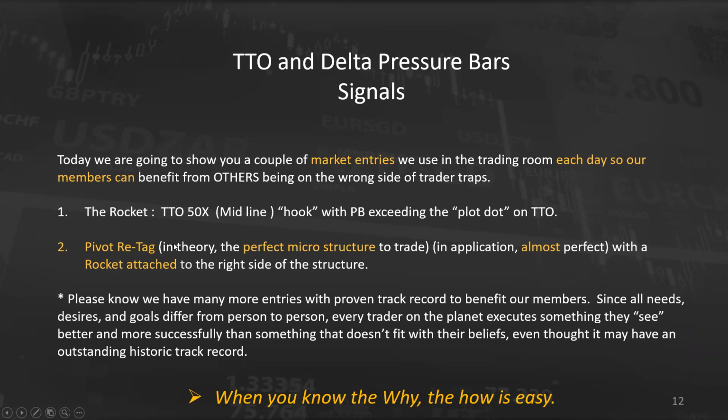Real simple to see. Pivot retag. And in theory, this is a perfect microstructure to trade. In application, it's almost perfect. It's really, really close. This trade has turned out to be a most exceptional trade for us, and I'll show you a recap. It has a rocket attached to the right side. Now, again, I'll show you what a rocket is.